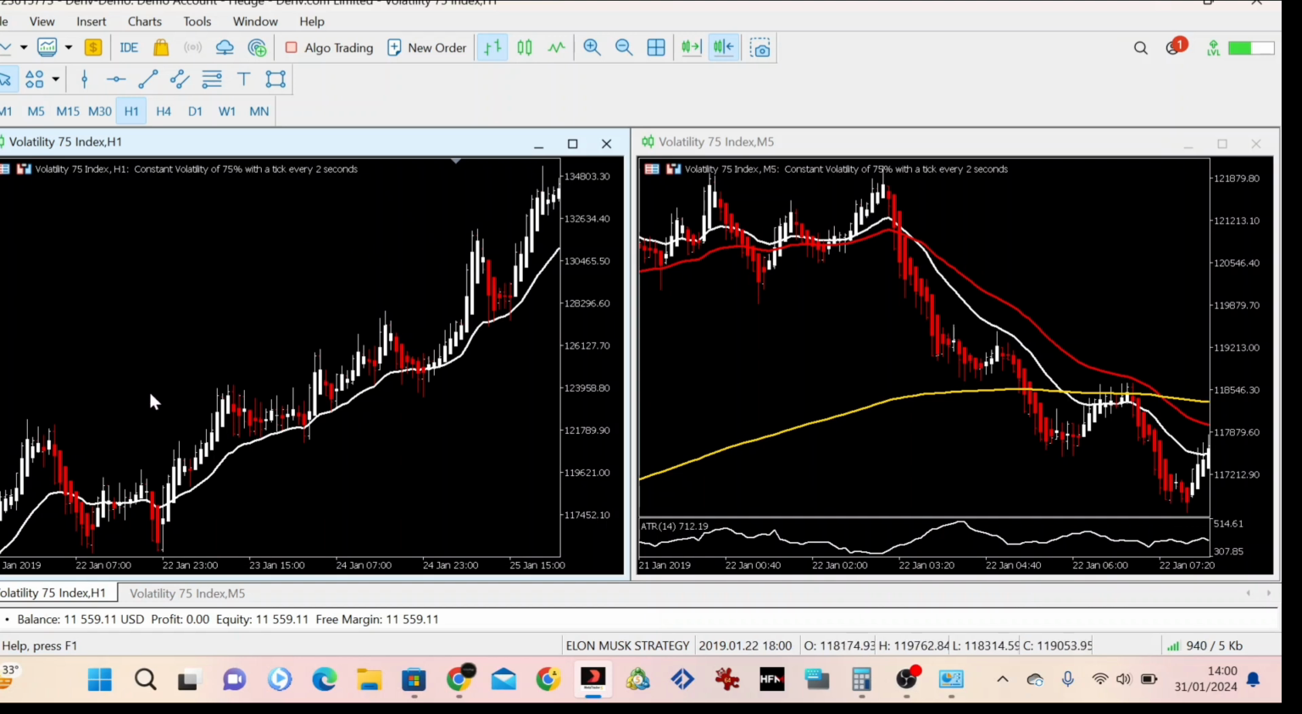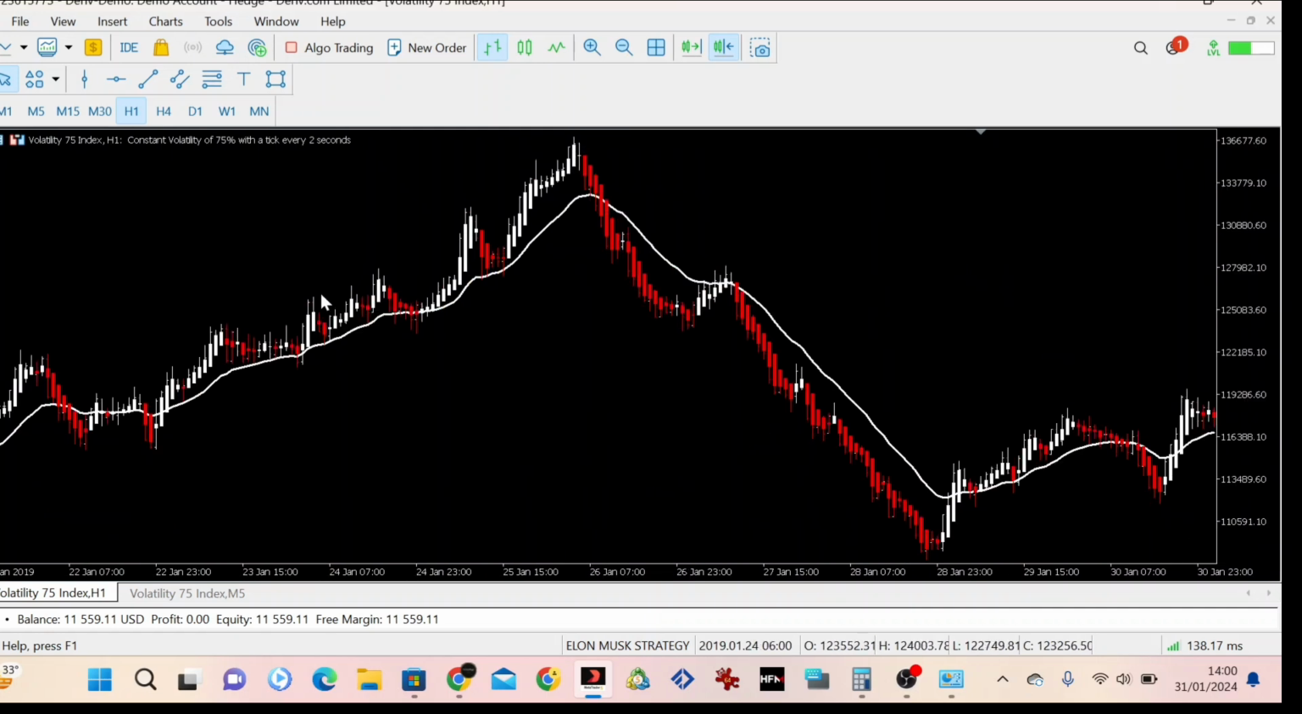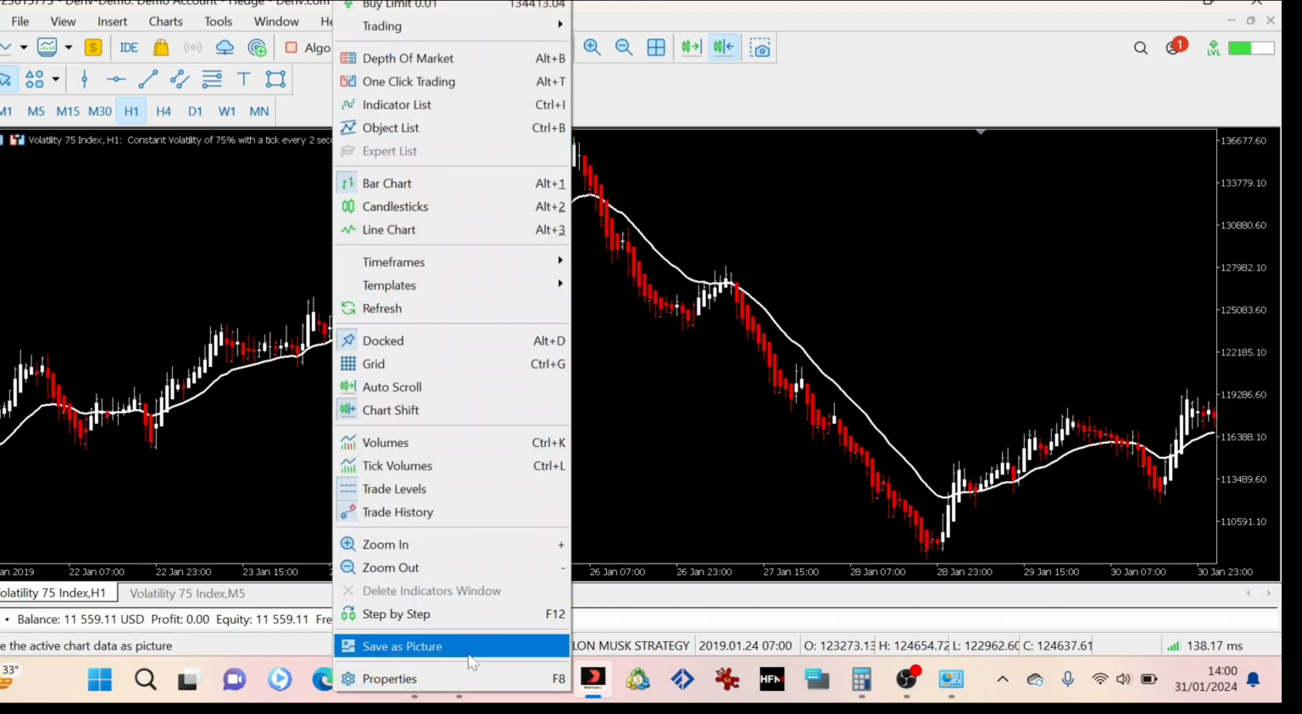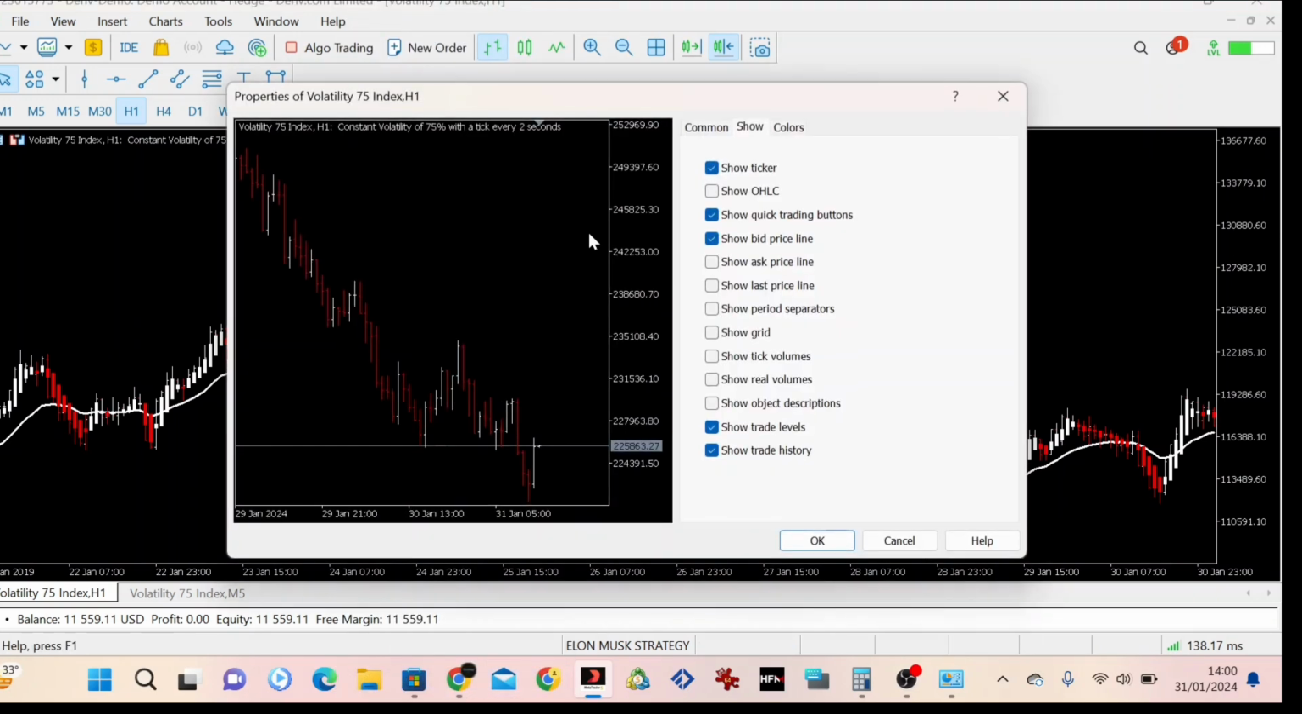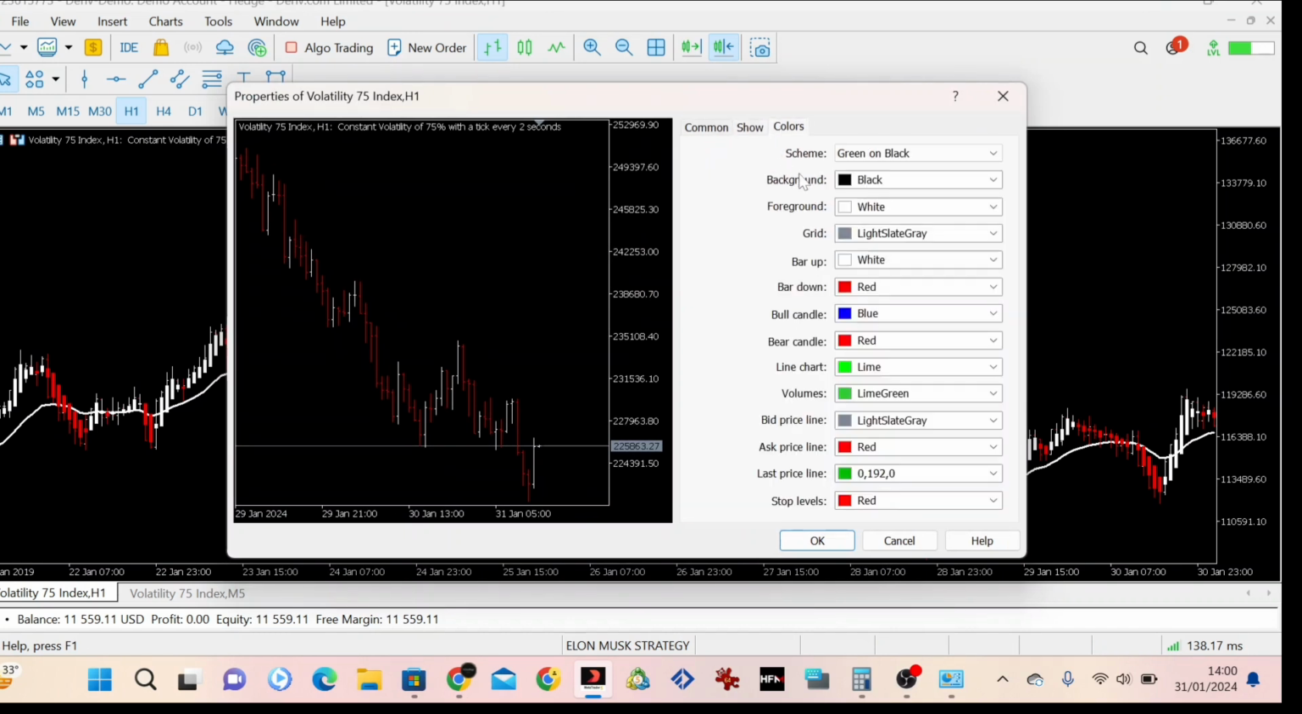First of all, you need a 1 hourly chart, the higher time frame, and then the 5 minute chart to trade this strategy. Your chart needs to look like this. Let me show you the properties. If I right click, then go to properties, or just press F8, it will take you to this place. Then you need to configure the colors to look like this.